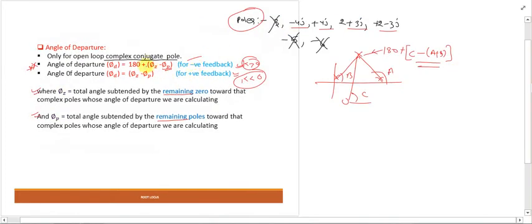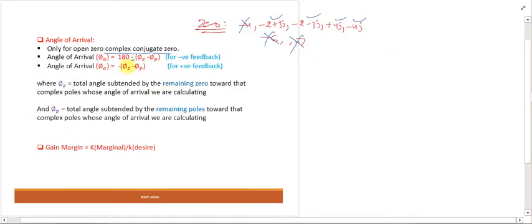There is a plus sign here, and here is the minus sign. Clear? A little bit changed here. All quantities are the same.